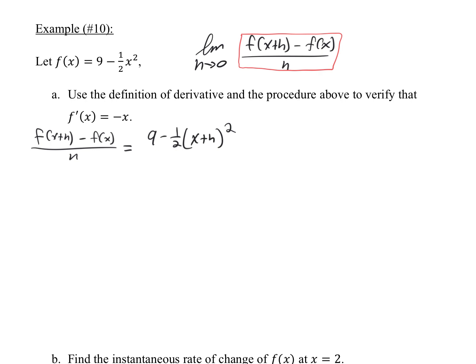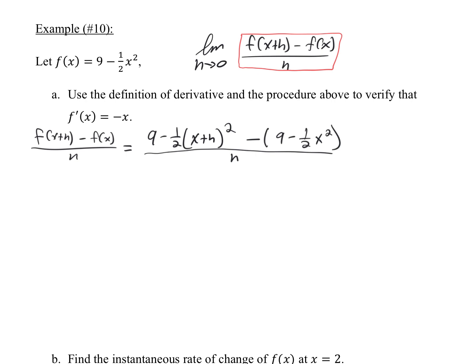That's the first part. Now we subtract, and it says to subtract f of x. So I want to subtract f of x here. I'm going to put parentheses around it because we have multiple terms that make up f of x, and we want to make sure that we subtract all of them. Then this is going to be all over h. Okay, now that we've done that, we want to simplify.